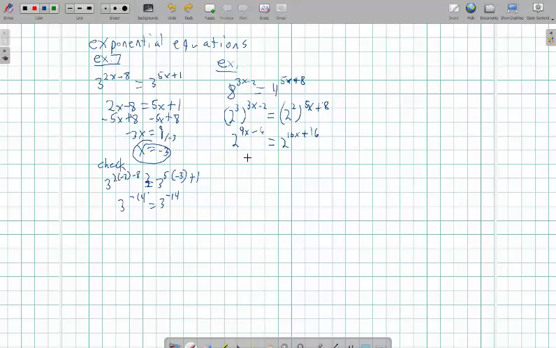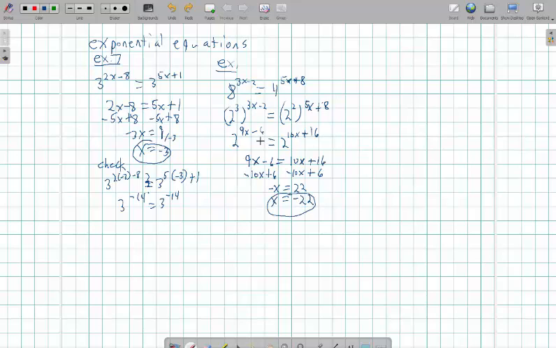And then you just set both sides equal. So you get 9x minus 6 equals 10x plus 16. Then you'd add the 6 to both sides. Subtract the 10x. Get negative x equal 22. So x equals negative 22.